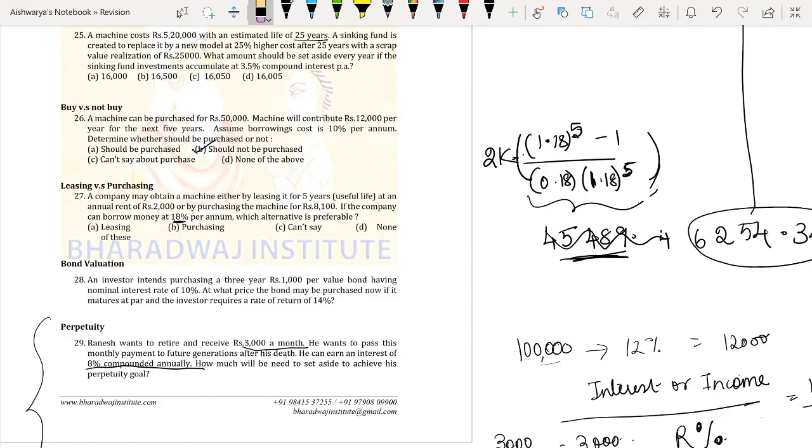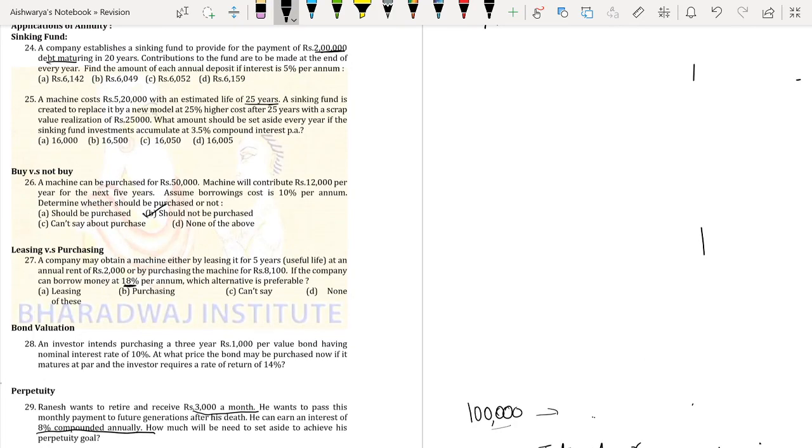See, an investor wants to purchase a 3-year bond. Okay, it has a par value of 1,000. See, par value is the face value. Okay, but the bond normally doesn't sell at the face value. It sells at a value above 1,000 or below 1,000. That is, it sells sometimes at a discount or at a premium. So it totally depends upon the market. So this question is asking, at what price should I buy the bond now if it matures at par?